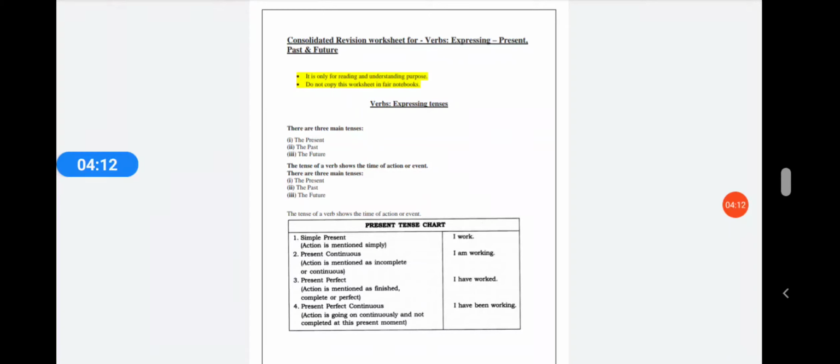Practice the worksheets because they have the answers also. But still, if you have any problem, we will discuss it.